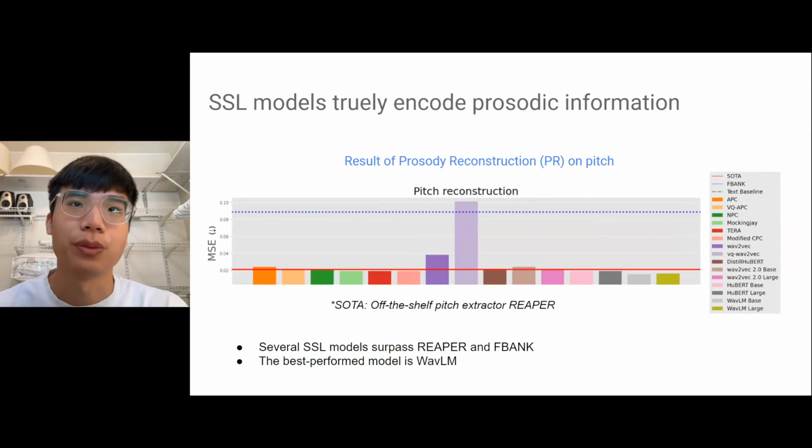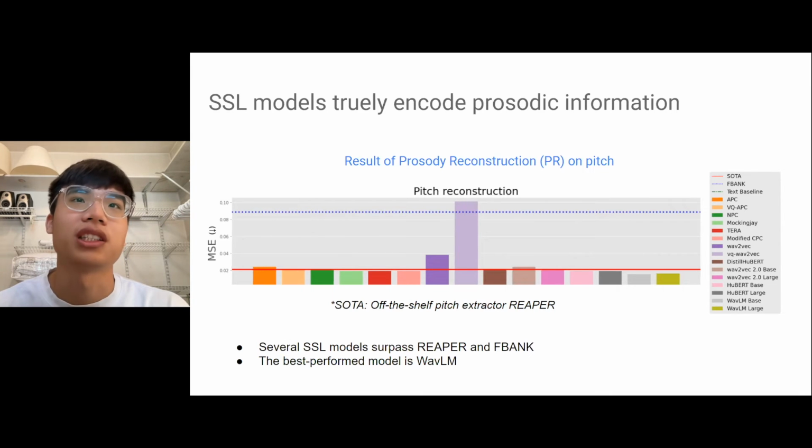But here we report more direct evidence from the prosody pseudo task. First, we see the result of prosody reconstruction on pitch. Here, a smaller MSE value means better performance. The SOTA here refers to the off-the-shelf pitch extractor named Reaper, which provides reasonably good reconstruction performance as the baseline.